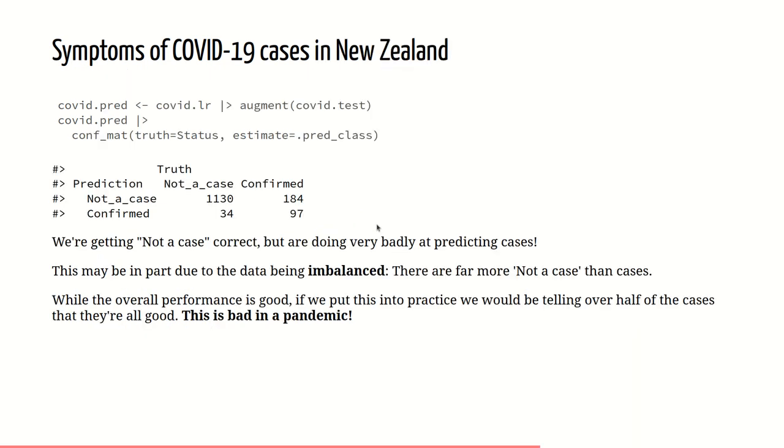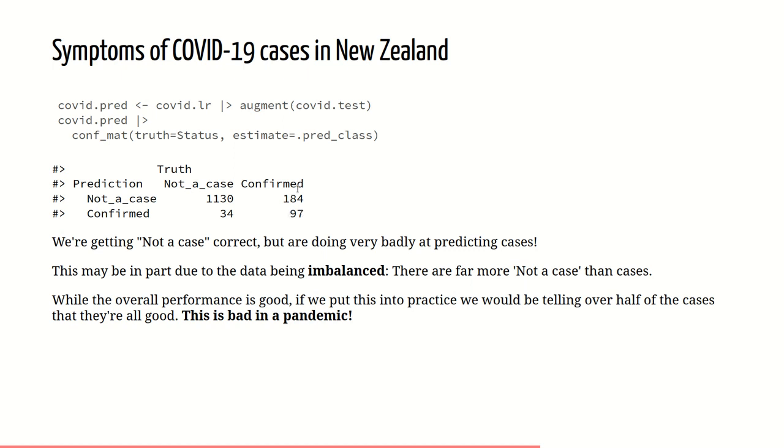So how well do we do? Well, we can do our prediction, and we find that we're doing really well at predicting those that don't have COVID, so they're not a case. We're getting 1,130 out of the total 1,164 correct. But we're doing really badly at predicting the actual confirmed cases. In fact, we're getting about 2/3 of them wrong.